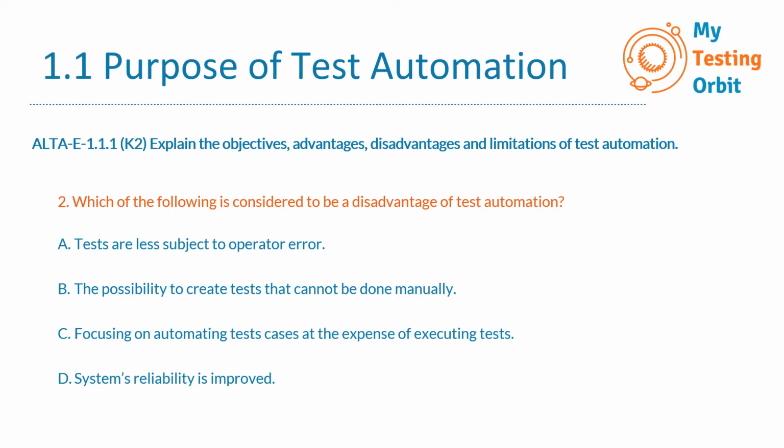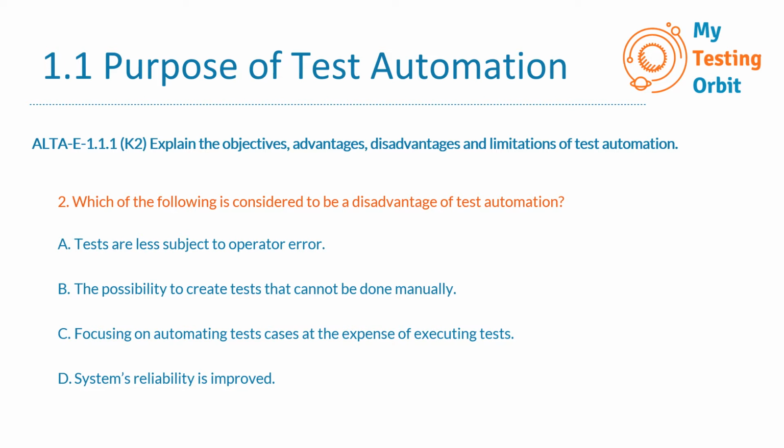Option B is the possibility to create tests that cannot be done manually. That's another advantage, so it can't be a disadvantage. C is focusing on automating test cases at the expense of executing tests. Yes, that looks more like a disadvantage. The reason is that automation of test cases definitely is a benefit, but if it's preventing you from executing your planned test cases, then it's more of an overhead, because it's not letting you do the main job which you want to do, which is execution of the test cases.